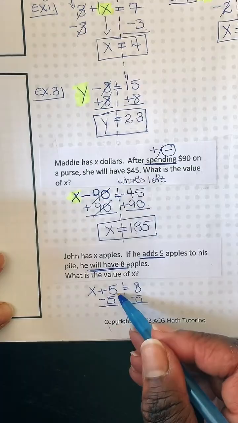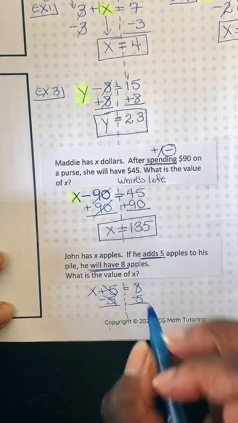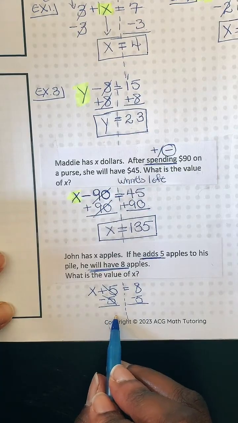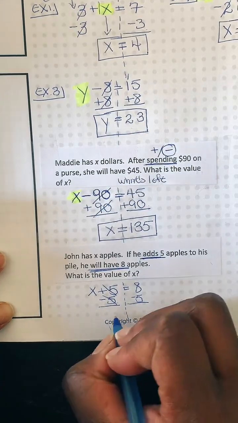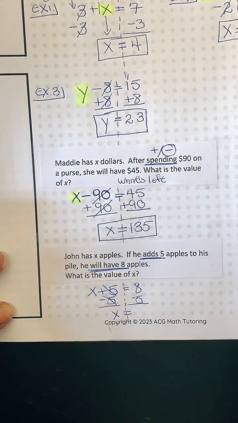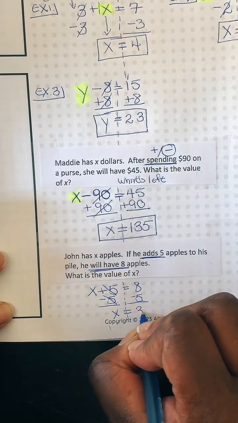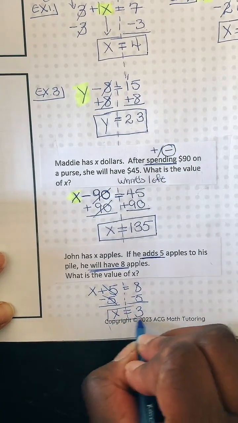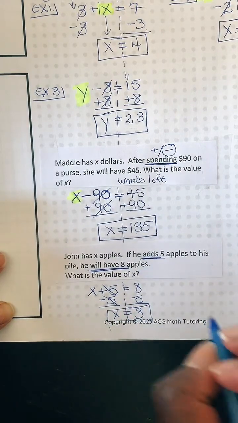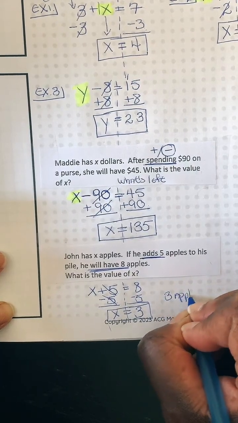So now we have a positive 5 minus 5, which will give me 0. And I don't need to write that placeholder. I just need to bring my X down, as well as the equal sign. And then 8 minus 5, that gives me 3. So what's the value of X? So we're looking at 3 apples.